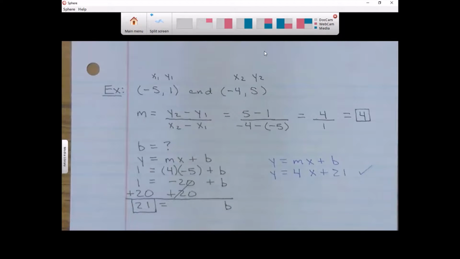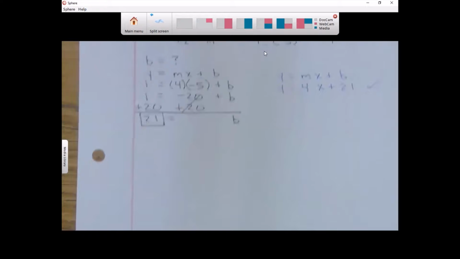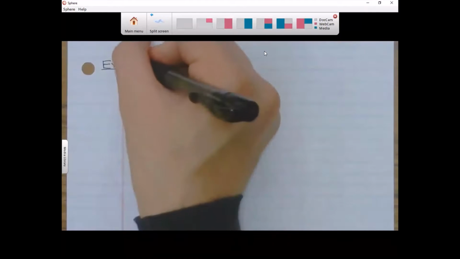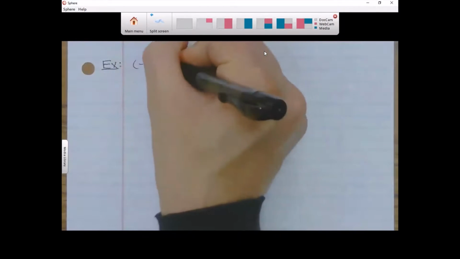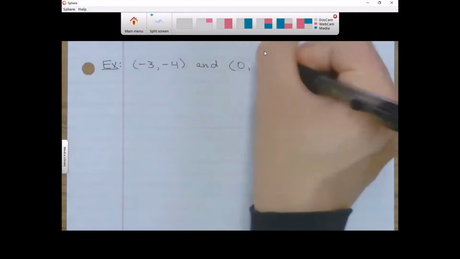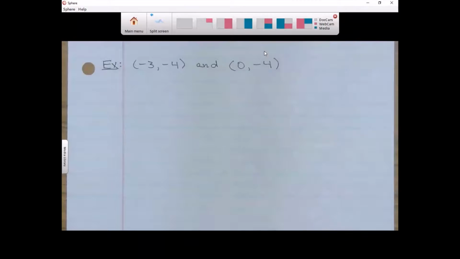Okay. The last one we're going to do, we do it the same way we did all the others. Let's look at this one. So here they give us 2 points. They give us -3, -4, and 0, -4. So they give us these two ordered pairs, and what they want us to find is the slope-intercept form of the line that crosses through both of the points.